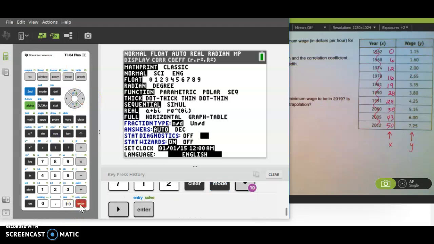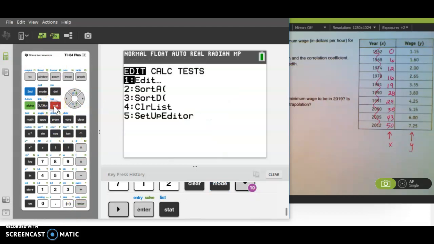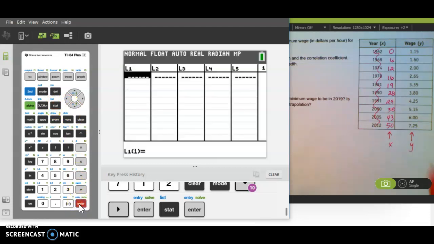Now that the stat diagnostics are on, we can actually put this data into our calculator. So we go over to stat, which I already clicked, and then we go to edit. And now we type it all in. So this time we have a little bit more to type in. So just make sure that you are careful and that you don't miss any numbers or don't mistype anything.